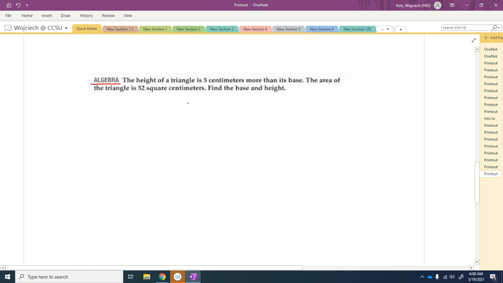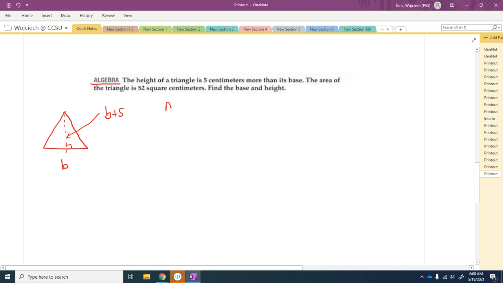The height of a triangle is 5 centimeters more than its base. The area of the triangle is 52 square centimeters. Find the base and the height. Let's draw the picture. So we know that the height of a triangle is 5 centimeters more than its base. So if this is the base, the height will be 5 centimeters more than its base. So it will be b plus 5. So the height is b plus 5.